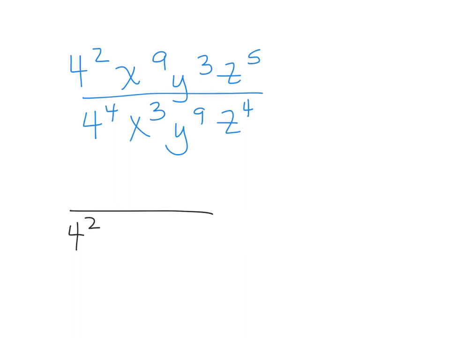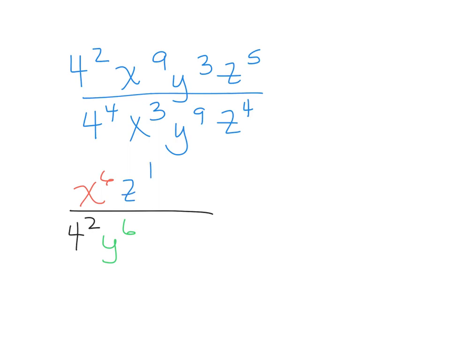All right, now if I look at my x's, x to the 9th and x to the 3rd on the bottom. So there are 6 more x's on top, so the top wins by 6. All right, if I look at my y's, I have y to the 3rd on top, y to the 9th on the bottom, y wins by 6. Z to the 5th over z to the 4th, the top z wins by 1. So therefore we get z to the 1st.